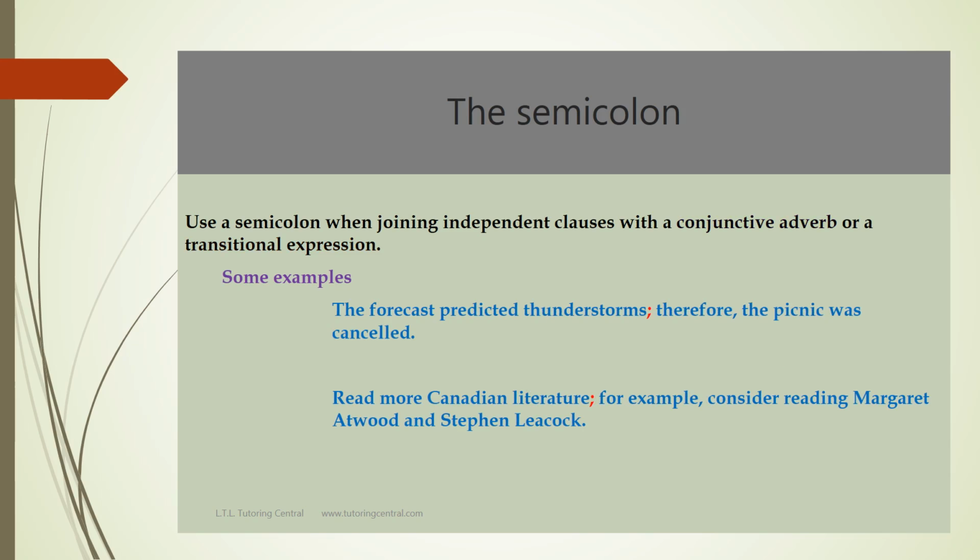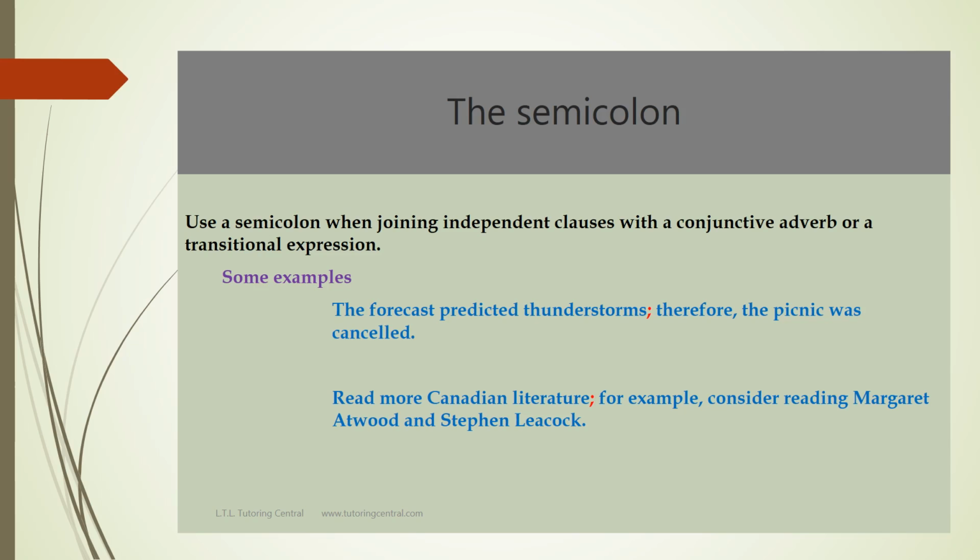So let's look at a couple of examples with a conjunctive adverb or a transitional expression. The forecast predicted thunderstorms; therefore, the picnic was canceled. So here we have a conjunctive adverb, and you can see the semicolon comes before and the comma comes after. So here's that use of the comma I was talking about. It's used with conjunctive adverbs when joining two or more independent clauses.